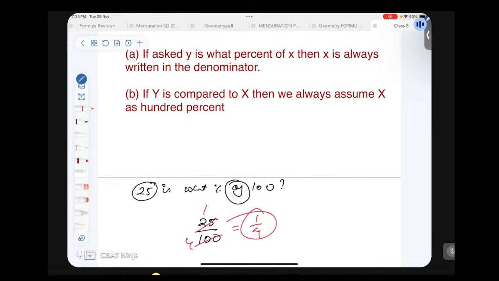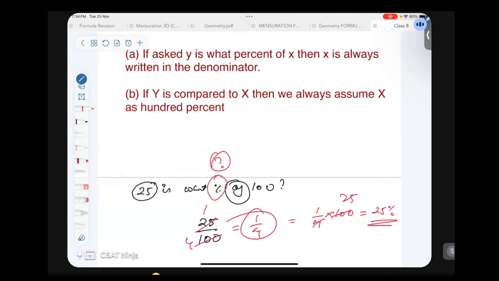But remember, the question asks what percent, so we are asked to find the answer in terms of percentage. If I have a fraction and want to convert it into percentage, I just need to multiply by 100, which gives 25%. So that's the answer there.